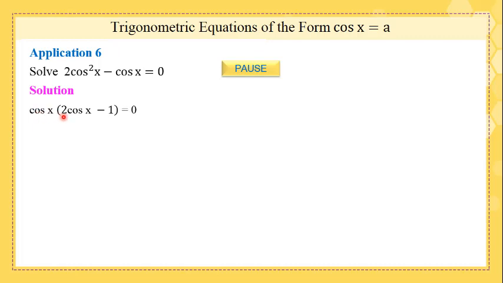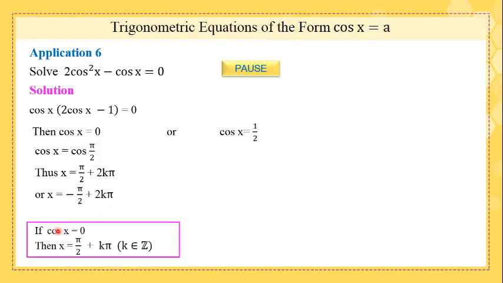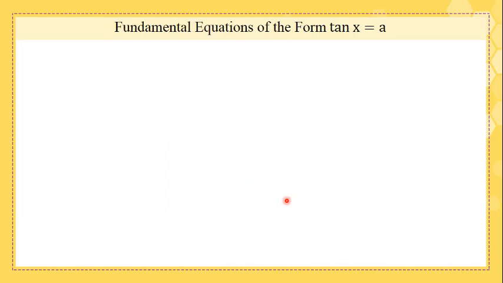Take cosine x as a common factor, then cosine x equals 0 or cosine x equals 1 over 2. As cosine x equals 0, replace 0 by cosine pi over 2, thus x equals pi over 2 plus 2k pi or minus pi over 2 plus 2k pi. If cosine x equals 0, then x equals pi over 2 plus k pi. Now for cosine x equals half, cosine x equals cosine pi over 3, we replace half by cosine pi over 3. Thus x equals pi over 3 plus 2k pi or minus pi over 3 plus 2k pi.